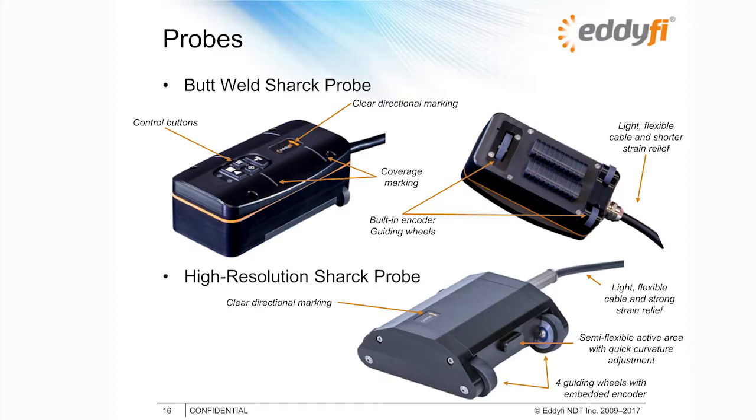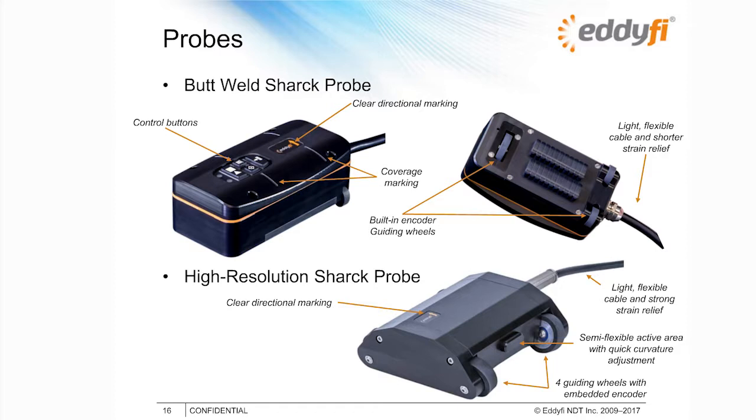So first of all, the butt weld Sharck probe is designed for weld inspection, and it has control buttons on the top, so you can do all of the control from the probe directly. You don't have to go back to the instrument. You can stop the acquisition, balance the probe, and save the data very easily. We added also some marks on the top casing, so you can position the probe very easily because you know where the active area of the probe is. Also, this probe has individual spring-loaded elements that help to conform to the weld crown, so you don't have to prepare the weld at all. You can just inspect it as welded.